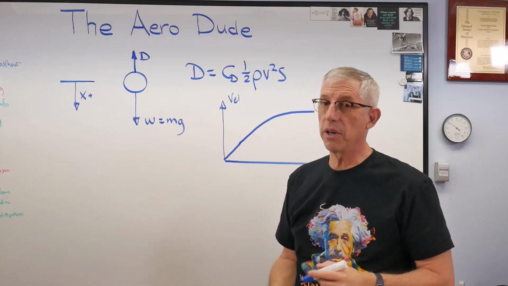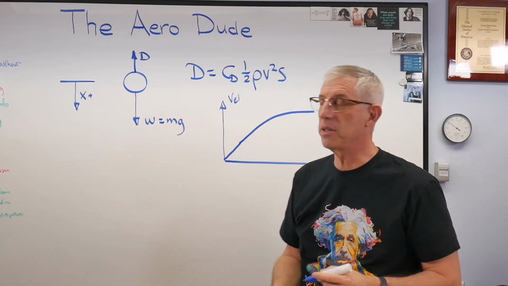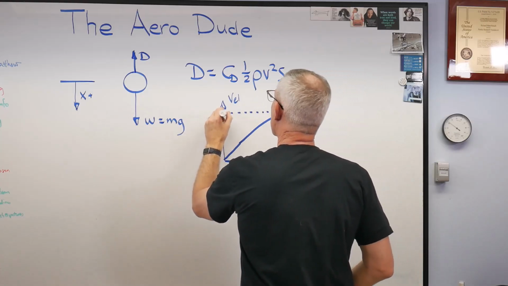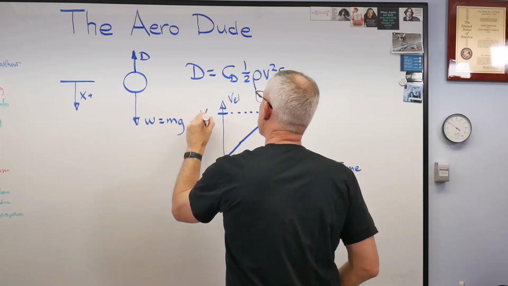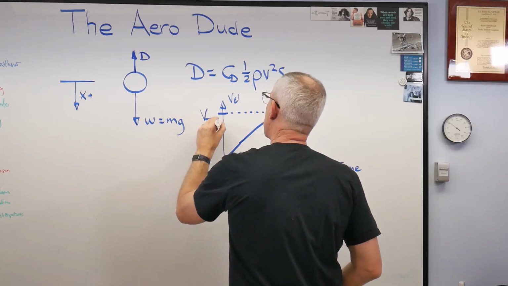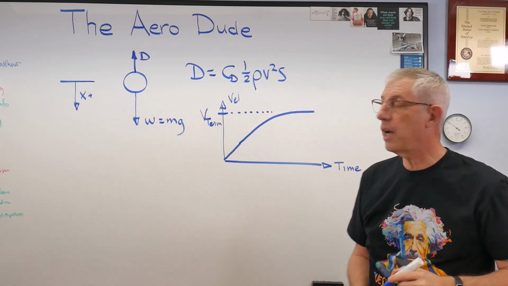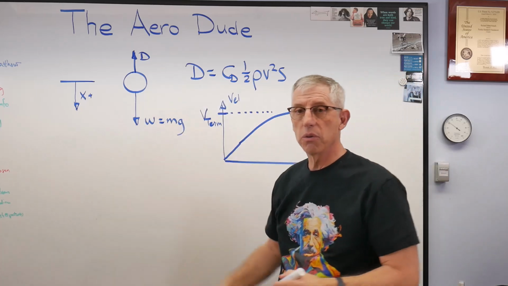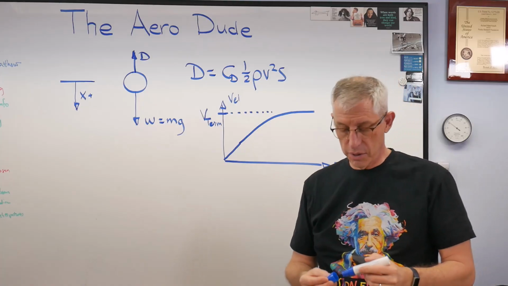If the forces add to 0 and F still equals ma, a has to be 0. So we would expect something here, and I'm going to call it v_term, terminal velocity. This is what terminal velocity means. It means that the aerodynamic drag equals your weight, and so you're falling at a constant speed.